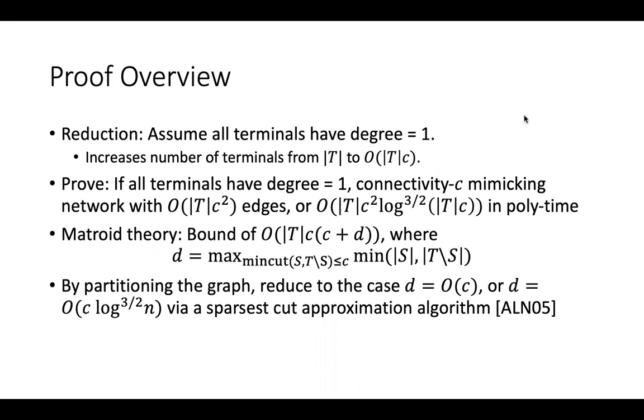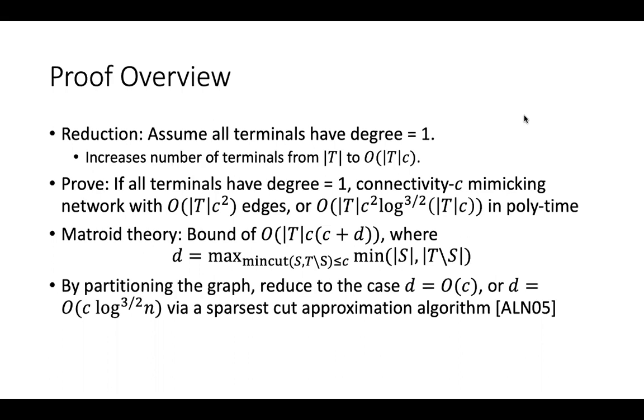Now let me go over the proof. The first step in the proof is to reduce to the case where all terminals have degree 1. We do this at the cost of increasing the number of terminals by a factor of C. So this accounts for one of our 3 factors of C. Our bound is K C cubed.